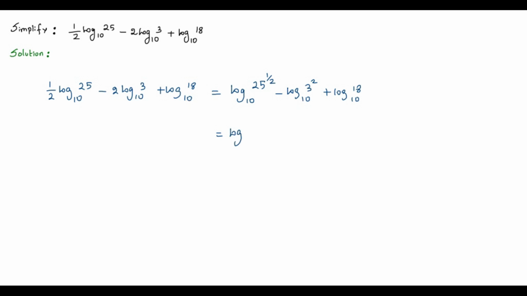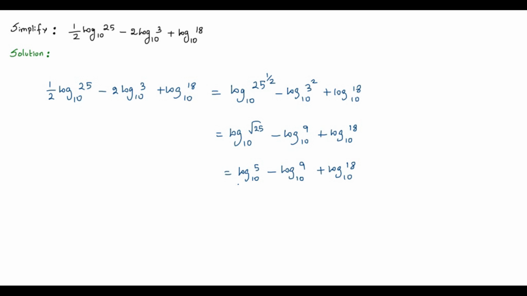Now we can change this exponent 1 by 2 to a square root. So log square root of 25 to the base 10, minus, the value of 3 square is 9, so log 9 to the base 10, plus log 18 to the base 10. The value of square root of 25 is 5, so log 5 to the base 10, minus log 9 to the base 10, plus log 18 to the base 10.